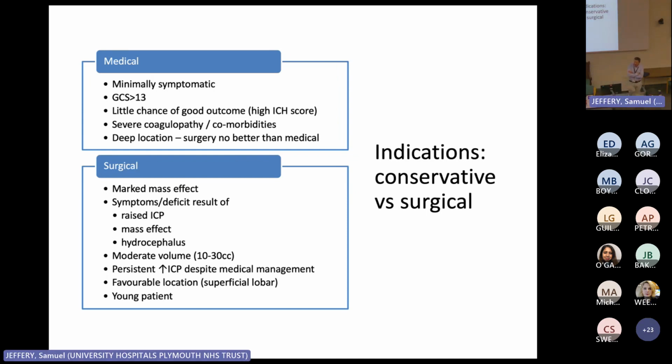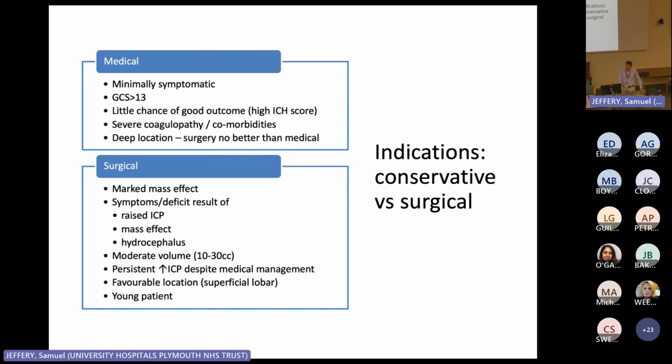So the sort of patients that are going to end up going more down the medical route are those who don't have significant symptoms, or they have a good GCS, or those at the other end who have little chance of a good outcome. And you can use the ICH score to give an idea of what someone's risk of mortality is. If they've got severe coagulopathy or comorbidities, but also the deep location. And we know from trials that surgery is no better than medical treatment in these patients.